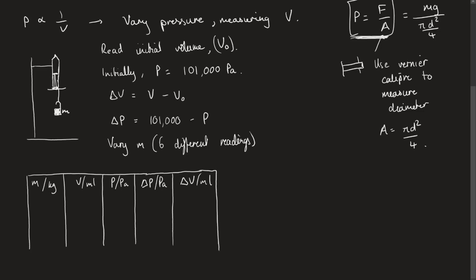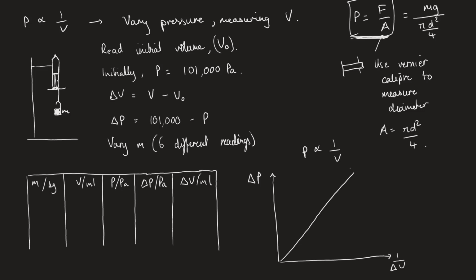And then I'm trying to prove the proportionality that P is inversely proportional to V. So what I'm going to plot on my axis is going to be P on this side against 1 over V, and technically I'd be plotting delta P and delta V. And you should end up with a straight line passing through the origin, and then you would conclude that since the graph is a straight line, you end up with the proportionality that delta P is inversely proportional to delta V, or pressure is inversely proportional to volume, and hence it works.